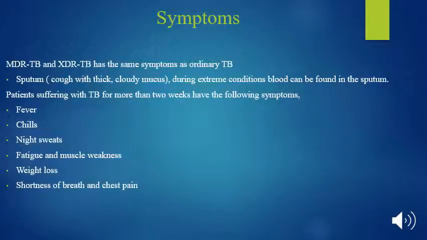Now, let's have a look at the various symptoms of multi-drug resistant tuberculosis and extensively drug resistant tuberculosis. Symptoms of MDR-TB and XDR-TB are no different from ordinary TB. The major symptom of tuberculosis is a cough with thick, cloudy mucus, sometimes with blood. For cases more than 2 weeks, following other symptoms, the patient might have fever, chills, night sweats, fatigue and muscle weakness, weight loss, and even shortness of breath and chest pain.